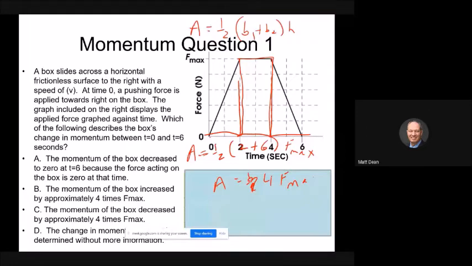So since we're applying the force, the momentum of this box is going to increase. It's going to increase by 4 times F max. And we know it's increasing because the box is moving to the right and the force is applied to the right. It's a positive force.